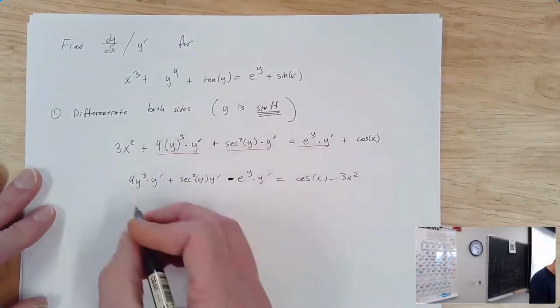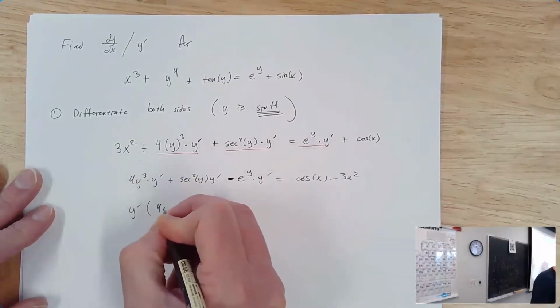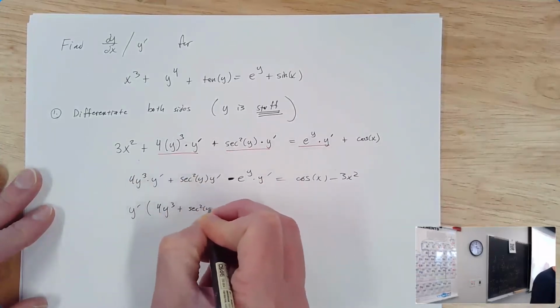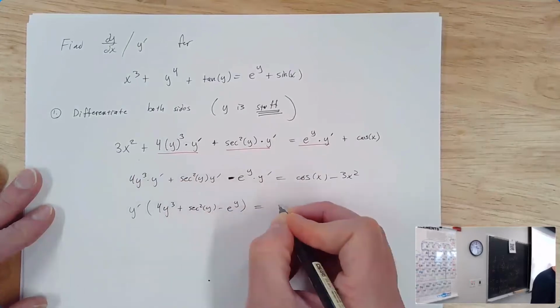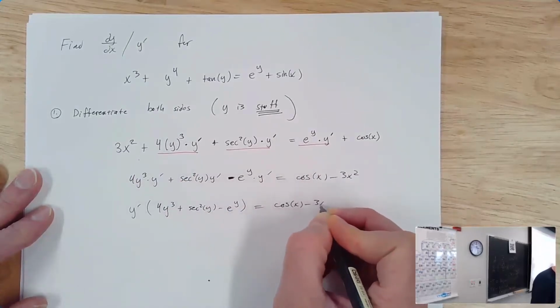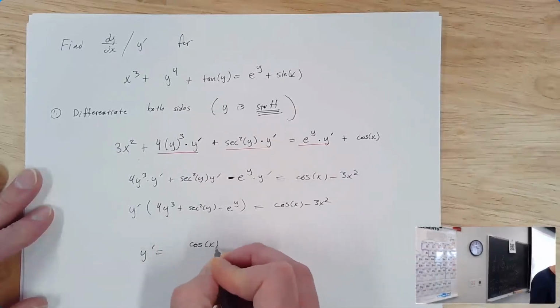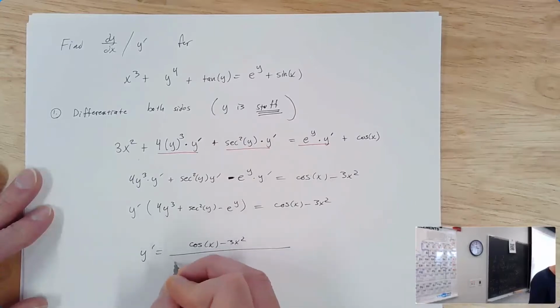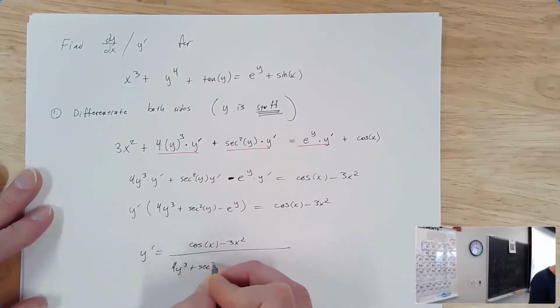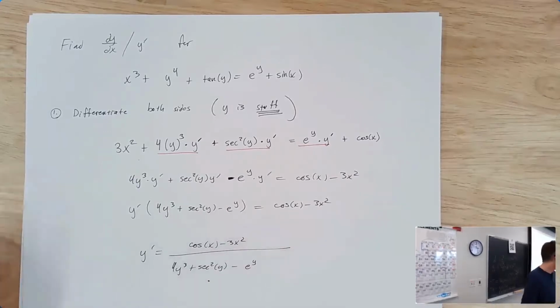I would factor out a y prime times 4y cubed plus secant squared of y minus e to the y equals the same thing. And then finally, I would divide by this here to get y prime equal to cosine of x minus 3x squared divided by 4y cubed plus secant squared of y minus e to the y. It's not pretty, but it's just algebra. I know just algebra is maybe a bit of an overstatement, but it is doable. You just have to be careful with it.